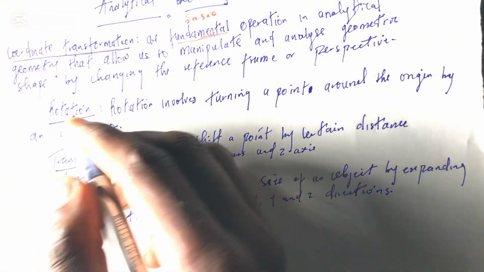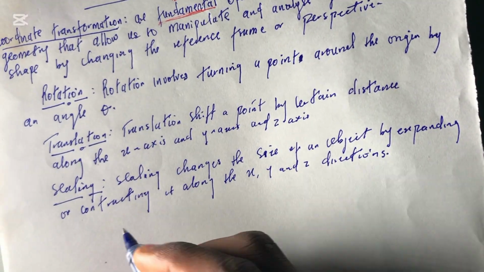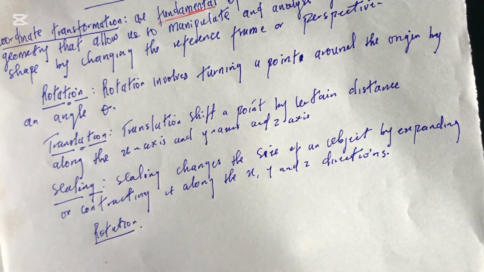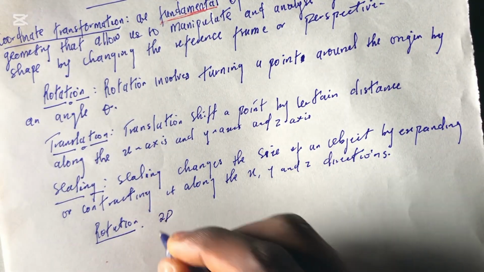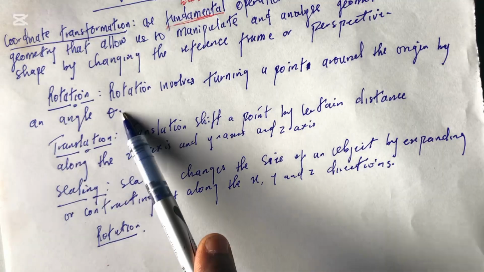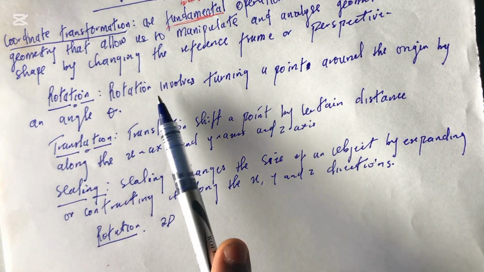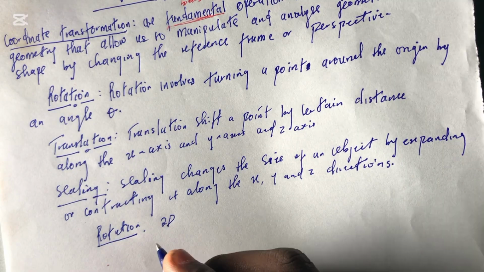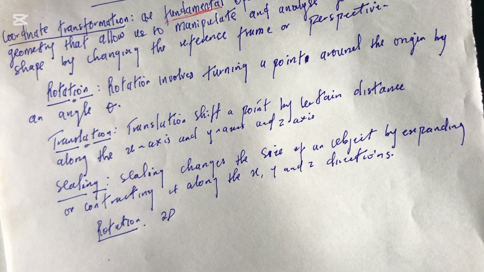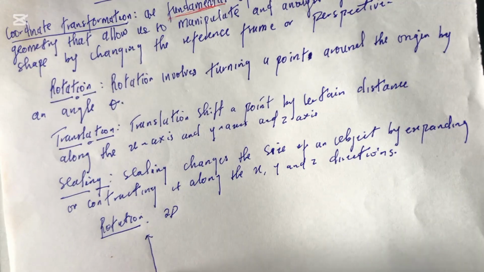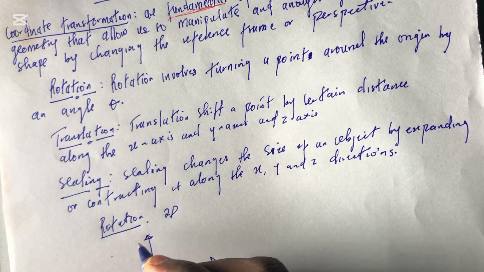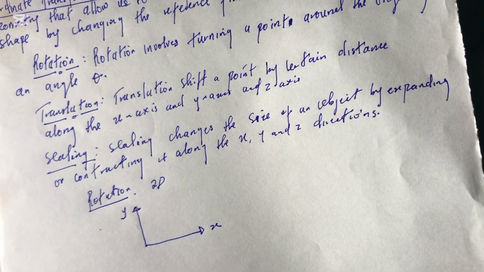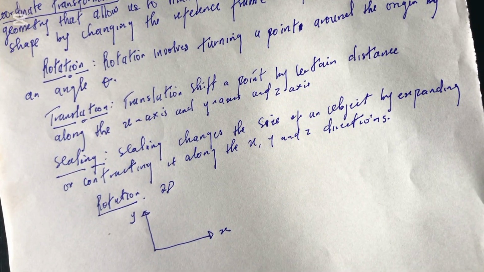Now, if we look at rotation, let's say rotation in two dimension. Since they mentioned earlier that rotation involves turning a point around the origin by an angle of theta, if we have rotation in two dimension, that means the x and y plane. This is y and this is x, and we have an angle that is turning, since that's what rotation is talking about.